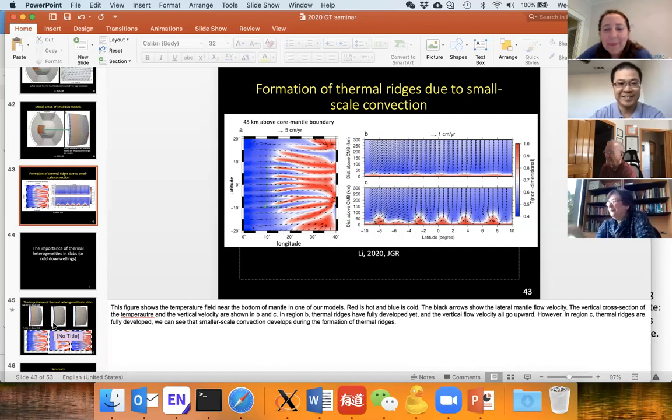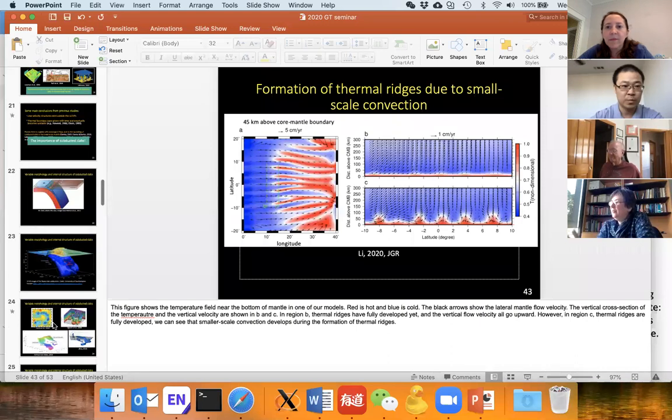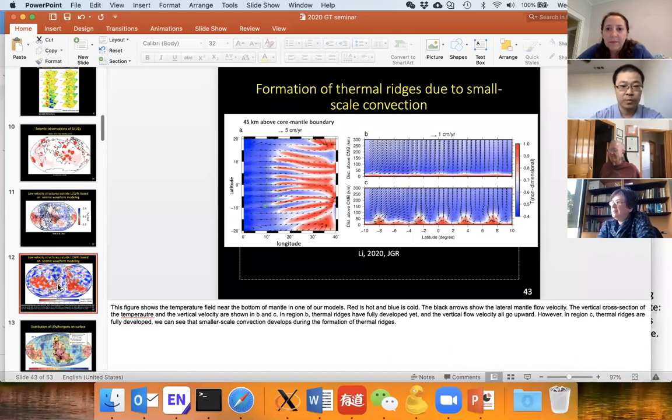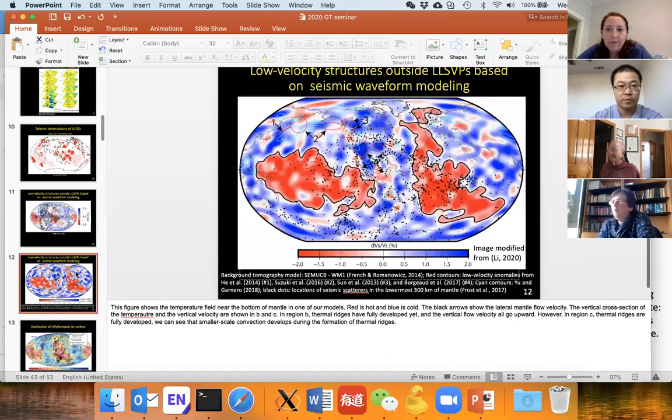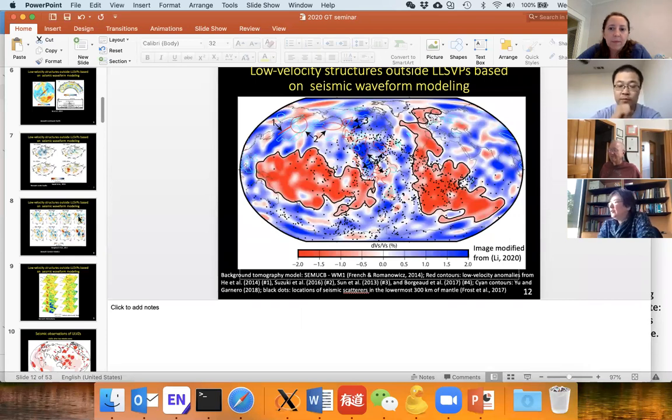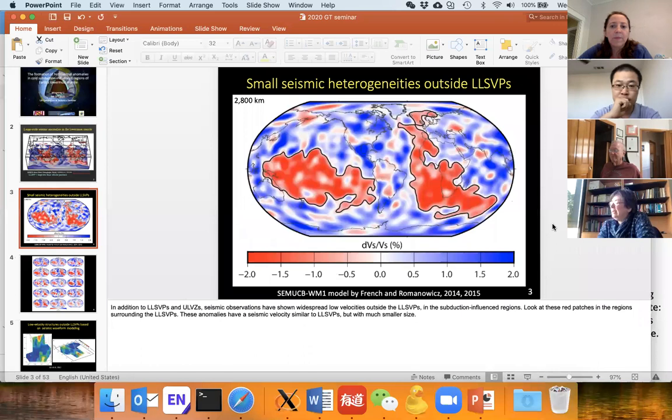Yes, I was wondering about the wavelengths again. Your thermal ridges seem to have about a 200 kilometer wavelength, and I agree that it would fit well with small scale instabilities in the very low viscosity, much hotter layer above the CMB. But when you look at the tomographic models, for example the French and Romanovich one, they show spacing of low anomalies outside the LLSVPs that is really bigger, more like 800 to 1000 kilometers. So do you think it's a different mechanism of instabilities, or is there a gathering of instabilities? Can you see this also in your models?